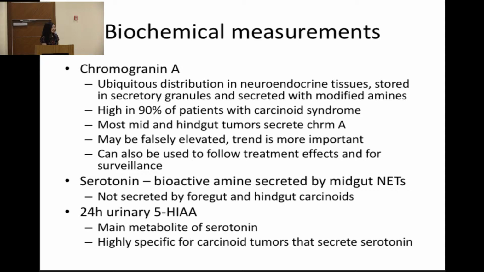The thing with this is that it can be falsely elevated for different reasons, so observing the trend is more important than looking at a single value. Chromogranin is a sensitive marker that can be used to follow patients on treatment and also for surveillance after they get the resection. Serotonin is a bioactive amine that's secreted mostly by midgut NETs, so that is typically measured as well in somebody with suspected carcinoid syndrome arising from a midgut NET. And 24-hour urinary 5-HIAA is a metabolite of serotonin, and that is highly specific for carcinoid in somebody with symptoms.